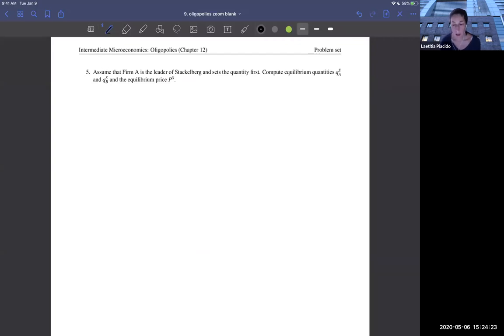Okay, so now we still have our two firms on the market and they are still competing in quantity. But now we assume that firm A is what we call the leader of Stackelberg. Basically, firm A is going to set its quantity first, and then firm B is going to observe the quantity set by firm A and react. So basically what we have here is a sequential game, in which the first player is firm A. Firm A has a choice between different quantities QA, and then firm B is going to observe the quantity QA and respond to that.